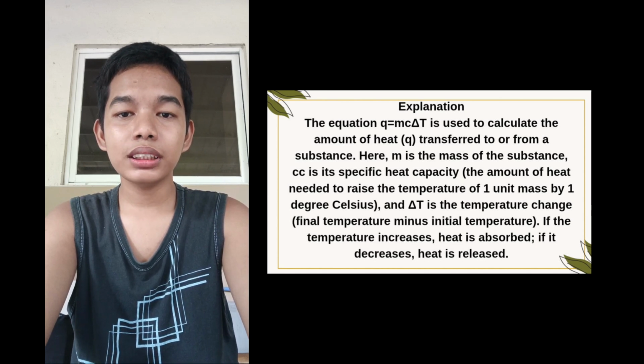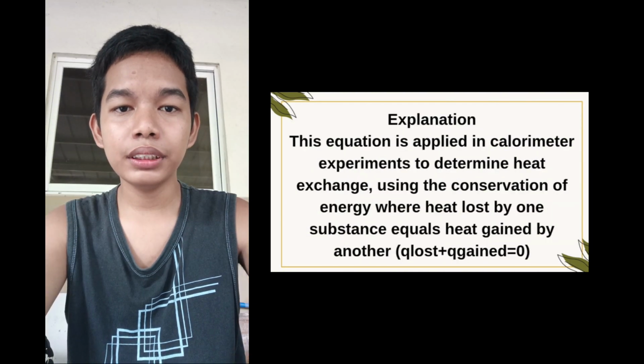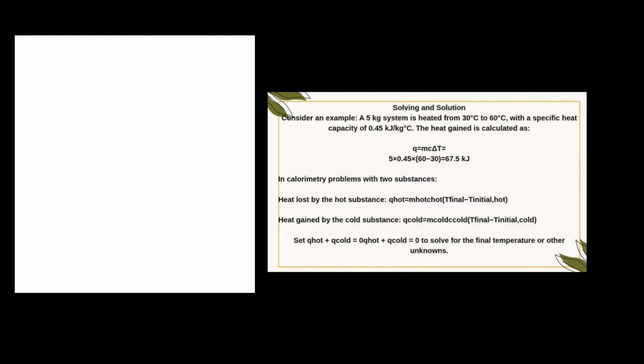Here, m is the mass of the substance, c is its specific heat capacity, and ΔT is the temperature change. If the temperature increases, heat is absorbed. If it decreases, heat is released. This equation is applied in calorimeter experiments to determine heat exchanges, using the conservation of energy where heat lost by one substance equals heat gained by another. For now, let's consider this example.